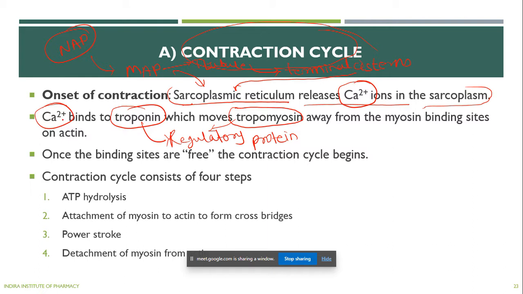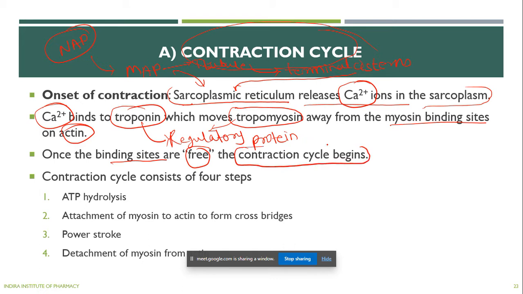Tropomyosin is also another type of regulatory protein. When calcium binds to the troponin, troponin changes its shape, and this moves the tropomyosin away from the myosin binding sites which are present on the actin. When the tropomyosin moves away from the myosin binding sites of actin, these binding sites become free, or exposed, and once these sites become exposed, the actual contraction cycle begins.